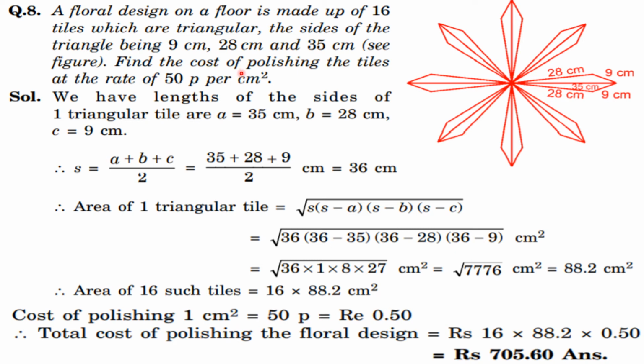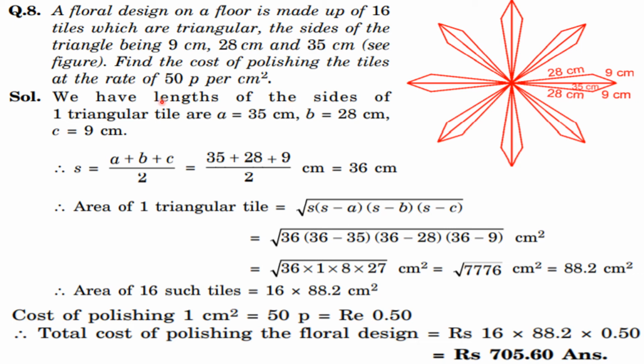Find the cost of polishing the tiles at the rate of 50 paise per centimeter square. Then we have to find the cost of polishing these tiles at the rate of 50 paise per centimeter square. Understood, my children? It means we have to find the area of the floral design. After finding the area of this floral design, we multiply by 50. Then we get the cost of the polishing the tiles. Okay, my children?